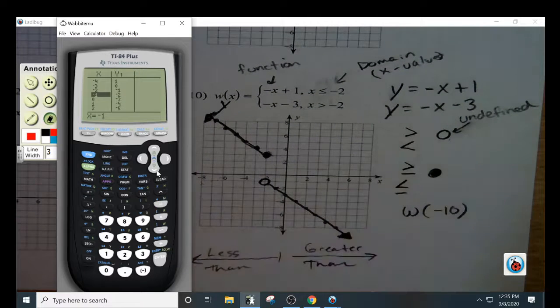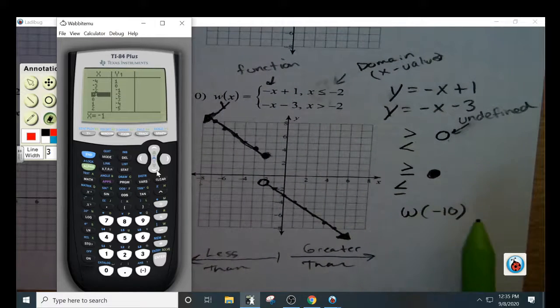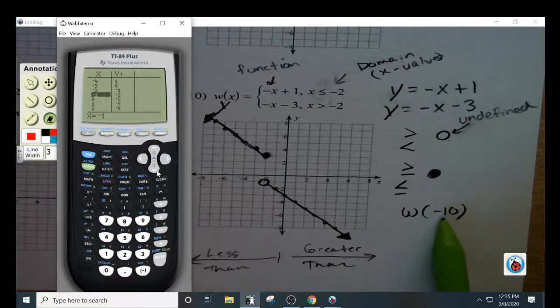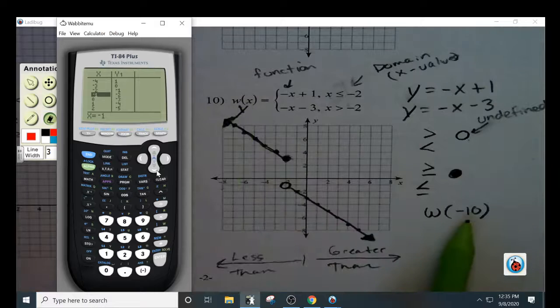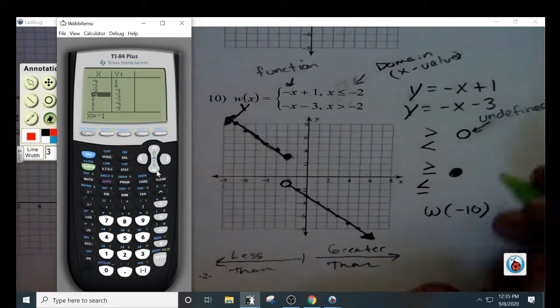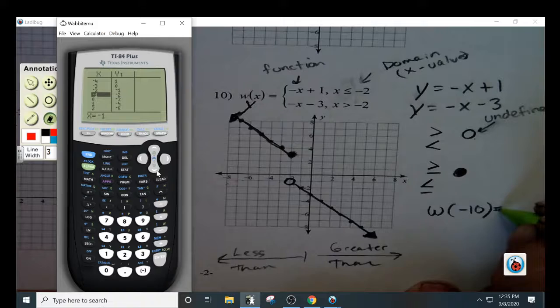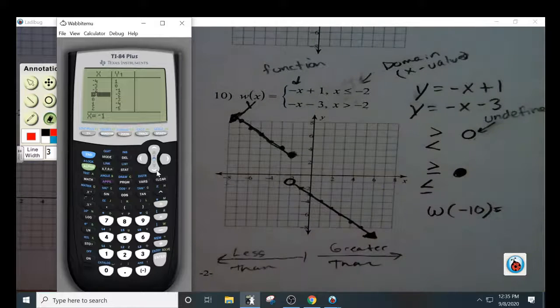You guys think about it. This is my function notation, right? This is an x value. This is your x value because, guys, look. Where the x is, I put a -10. What if it asks you W of -10? What it's asking you is, what is the y value when x is -10?